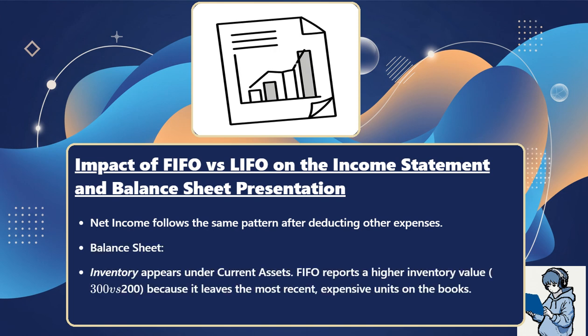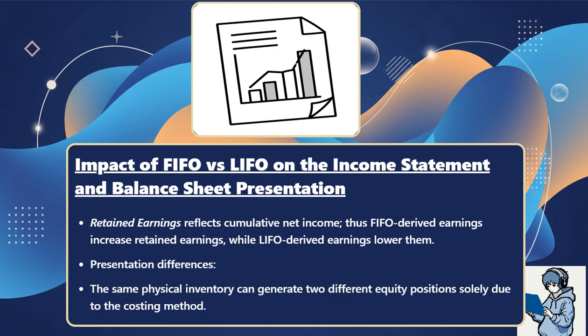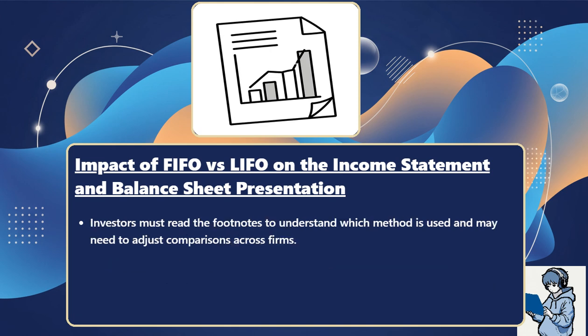Balance sheet. Inventory appears under current assets. FIFO reports a higher inventory value, $300 versus $200, because it leaves the most recent expensive units on the books. Retained earnings reflects cumulative net income. Thus, FIFO-derived earnings increase retained earnings, while LIFO-derived earnings lower them. Presentation differences: the same physical inventory can generate two different equity positions solely due to the costing method. Investors must read the footnotes to understand which method is used, and may need to adjust comparisons across firms.